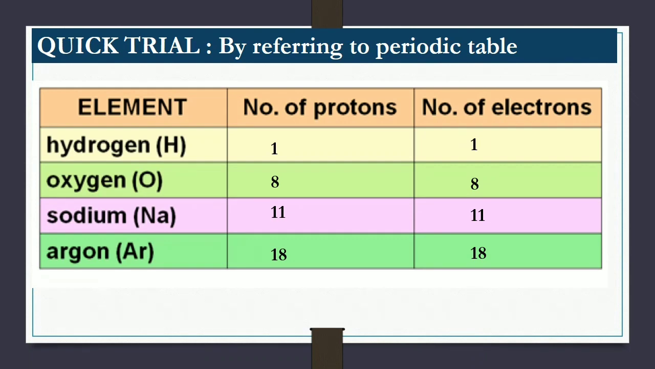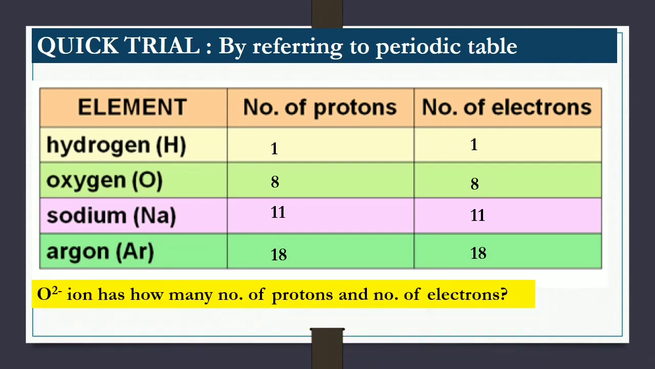How about the oxide ion? How many protons and electrons does it have? You can see there is a 2 minus on the oxygen, which means the oxygen has gained 2 electrons. Remember, when an atom becomes a charged ion, it is because of the loss or gain of electrons. So the number of protons always remains the same. The number of protons is still 8, and the oxygen has gained 2 electrons because of the 2 minus, so the number of electrons is 10.